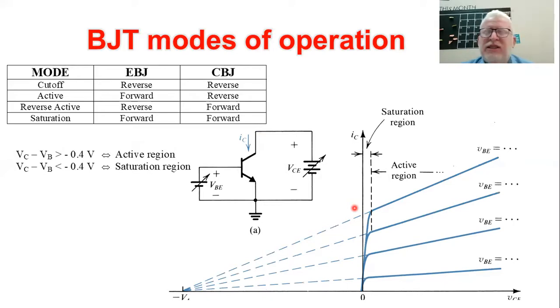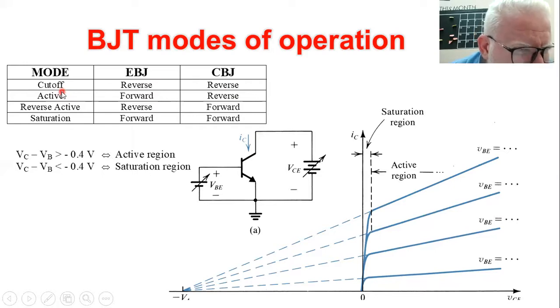As I mentioned, it's a matter of combination. For the cutoff region, we have two junctions, both reversed, so we don't have current. In the active region, which is the region we studied together, the emitter-base junction is forward and the collector-base junction is reverse. I think this is the one we studied together.